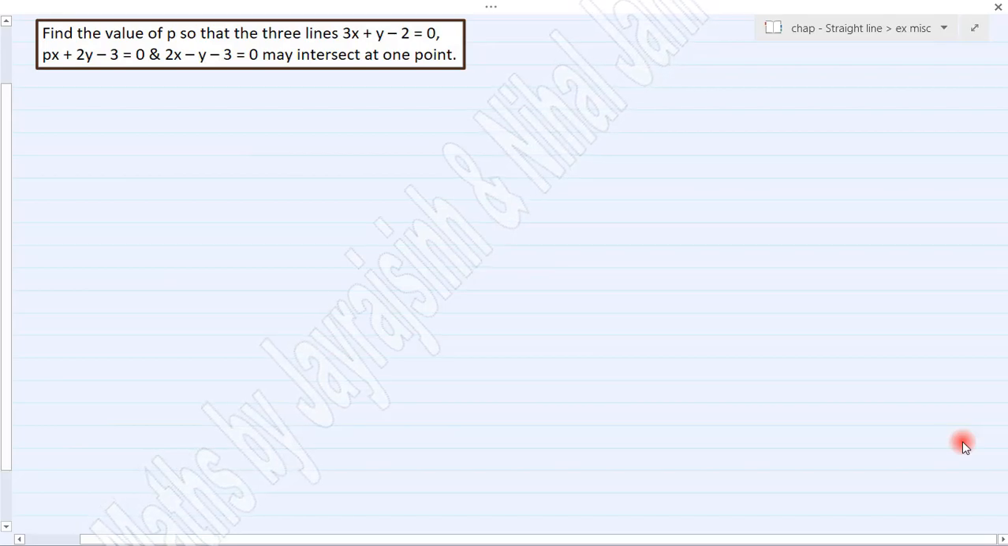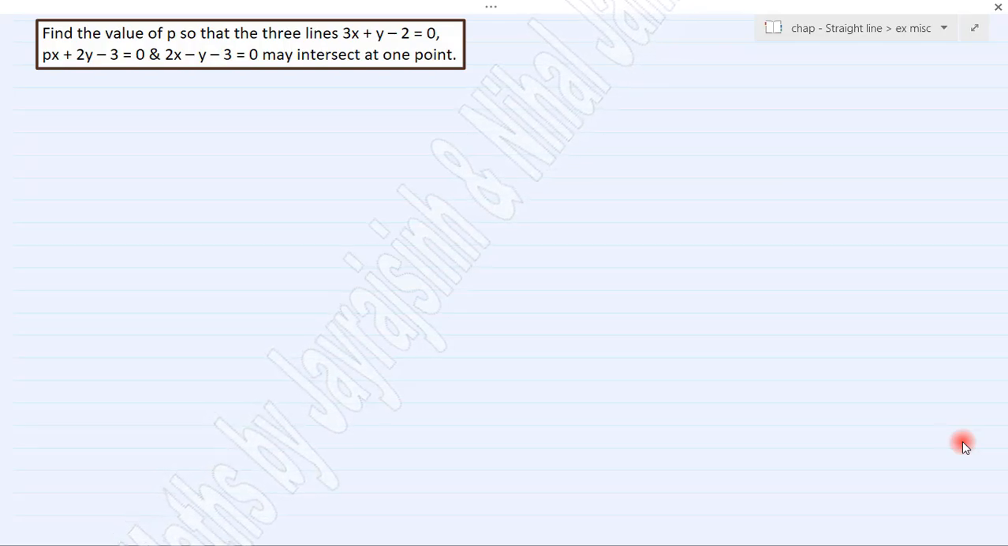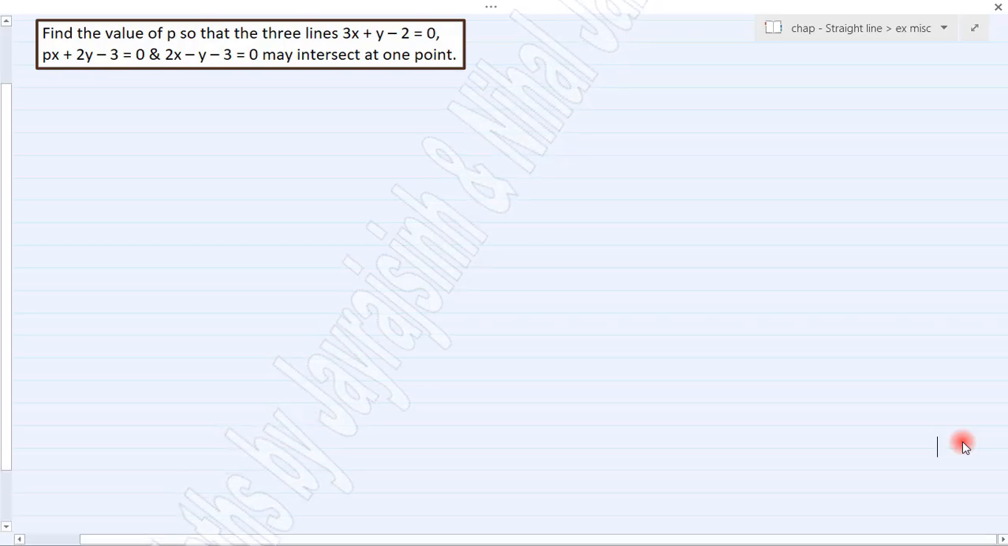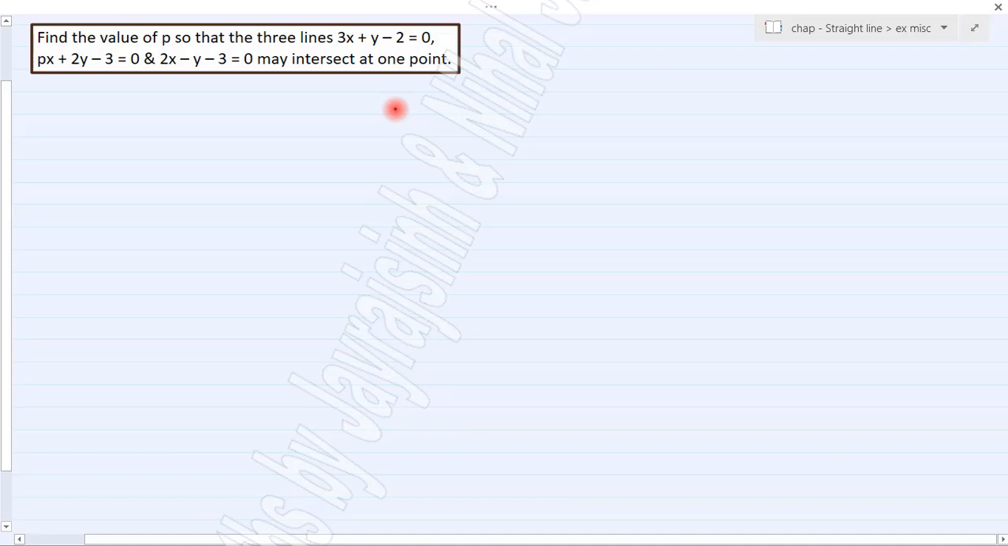In this question, we will learn how to deal with concurrent lines. Concurrent lines are lines which intersect at a single point. So let's begin the question. You have to find the value of p so that three lines may intersect at one point.